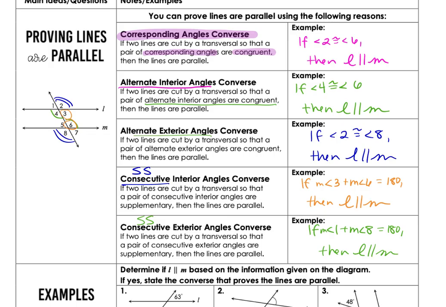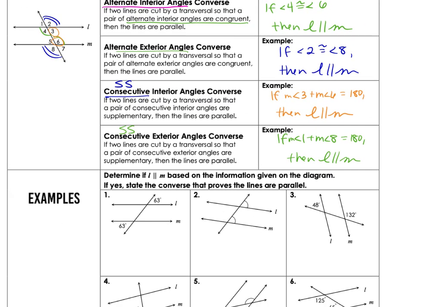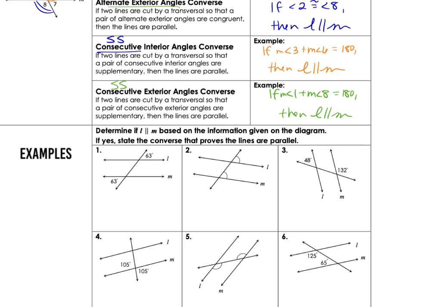Here's the really beautiful part of this. Your questions hardly look different today. It is a different question, but you don't do a lot of different things. Look what it says. Determine if L is parallel to M based on the information you're given. If it is, state the converse that proves it parallel. So take a look at this picture.